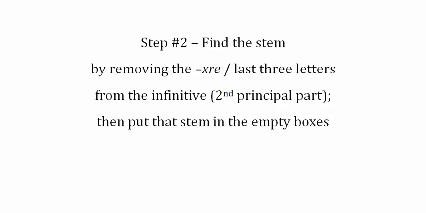For step 2, we need to find our stem, and we'll do that by taking the infinitive, or the second principal part of the dictionary definition, and removing the last 3 letters. Here it says XRE, but the X is standing for some vowel. Sometimes you'll see A, sometimes an E, sometimes an I. And we're going to put that stem in all our empty boxes.